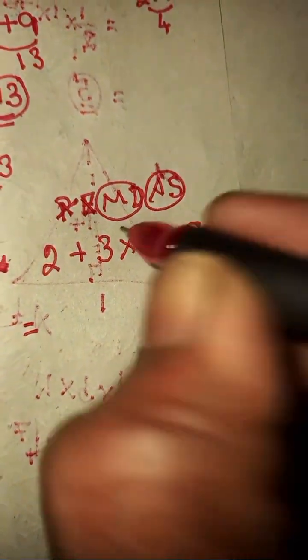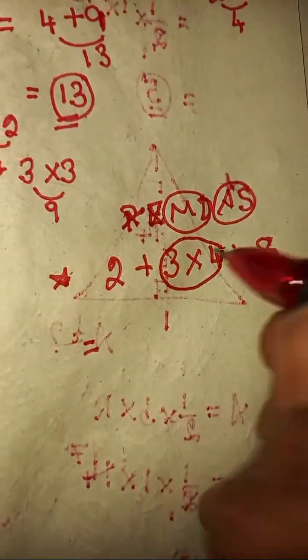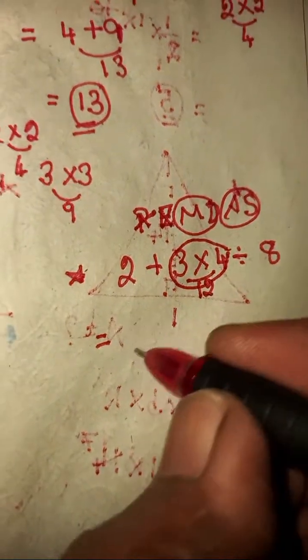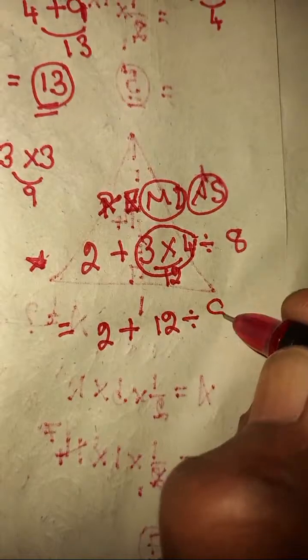So do from left to right. This we are going to get first. That is 3 times 4. 3 times 4 is 12. You're going to get 2 plus 12 divided by 8.